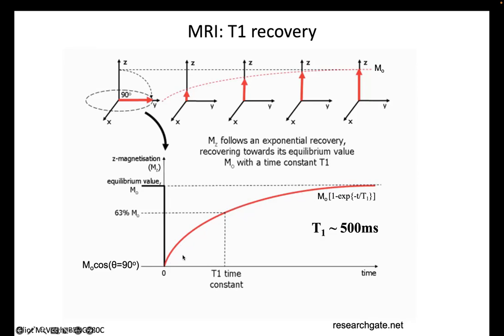You can model this growth from 0 back to the equilibrium value as this function here, which is just a mono-exponential growth towards some baseline value. And it's characterized by a time constant, which is called T1, right? So a T1 of 500 milliseconds means at 500 milliseconds, you have 1 minus e to the minus 1 towards your recovery, right? Which is 63% of M naught. So this is the T1 time constant.